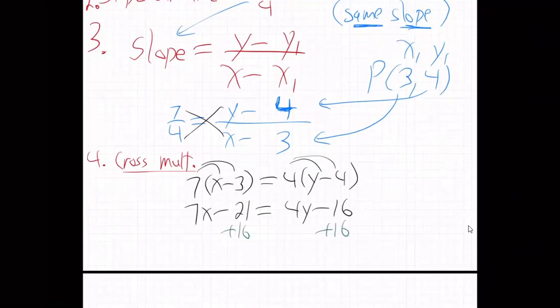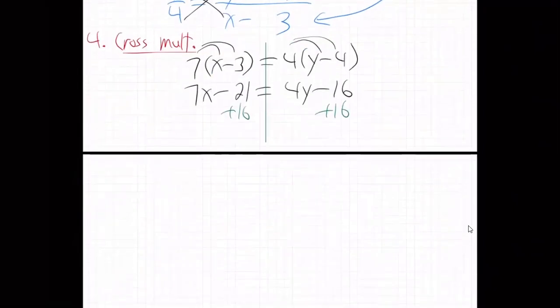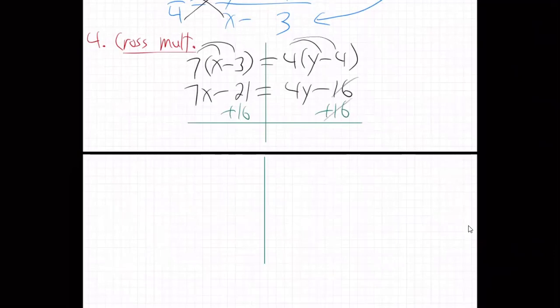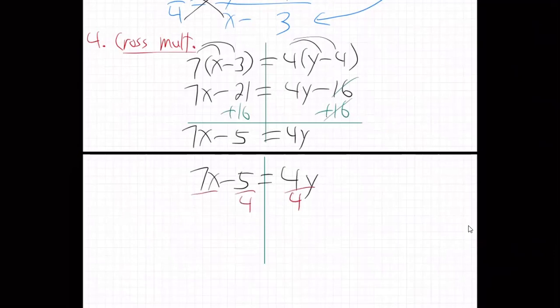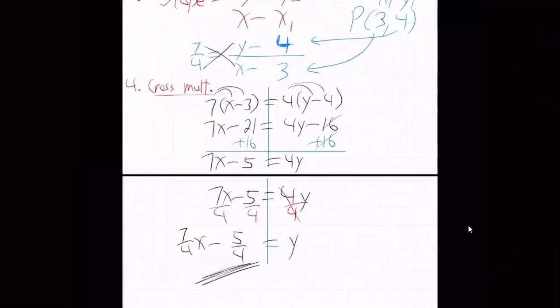Here's the wall of separation. So add 16 to both sides. 4y is 7x minus 5. I'll bring it down here. 4y is 7x minus 5, right? And then divide through by 4. Get y alone. Boom. Y is 7/4 x minus 5/4. Got it. There's the equation. We have got it.